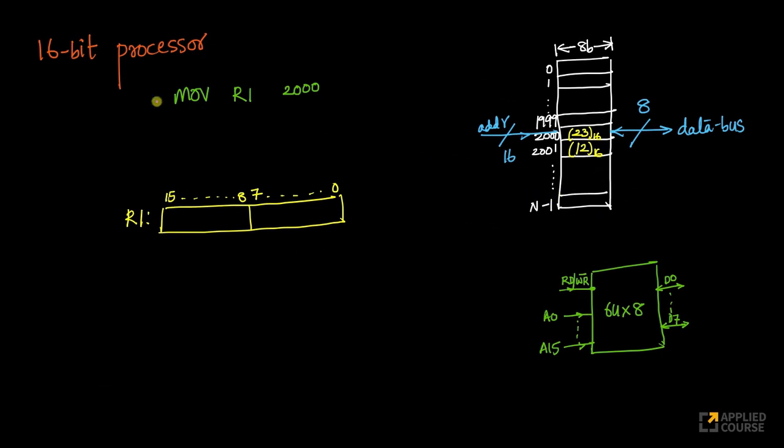Imagine a case like this. Imagine that I have a 16-bit processor. This is an interesting case. I'll show you a simple example. I have a 16-bit processor, but my memory is n cross 8-bit. Look at this. The width of this memory is 8 bits.